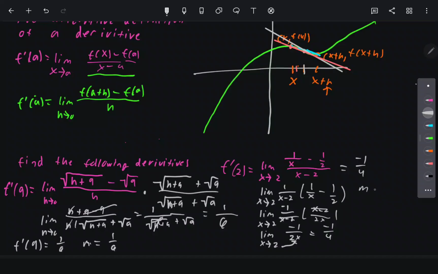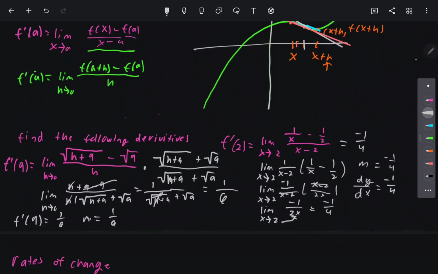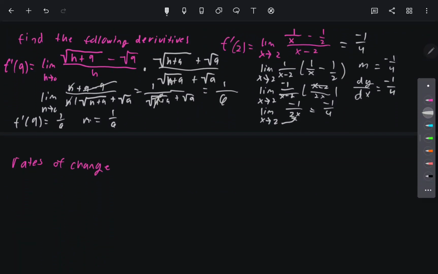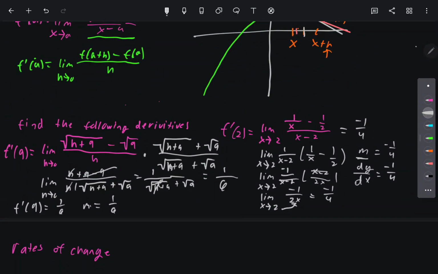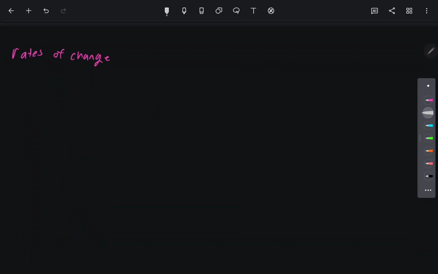Our slope of our secant or tangent line is negative 1/4. Or this is another notation that you're going to get very familiar with once I start talking about rates of change. dy/dx is equal to negative 1/4. All of these are equivalent. But you probably won't want to use this as function notation. I would like to specify that.